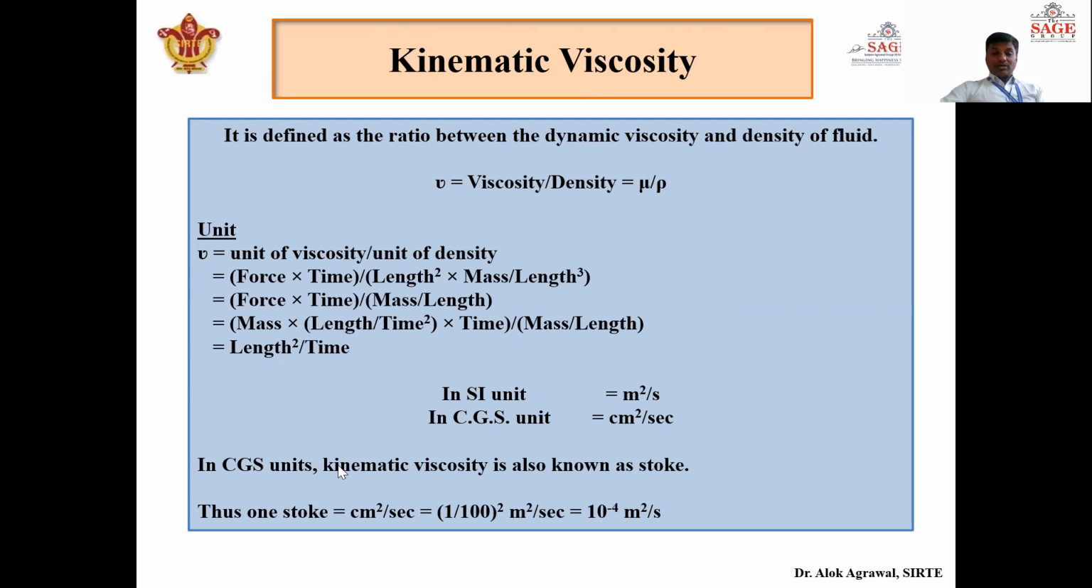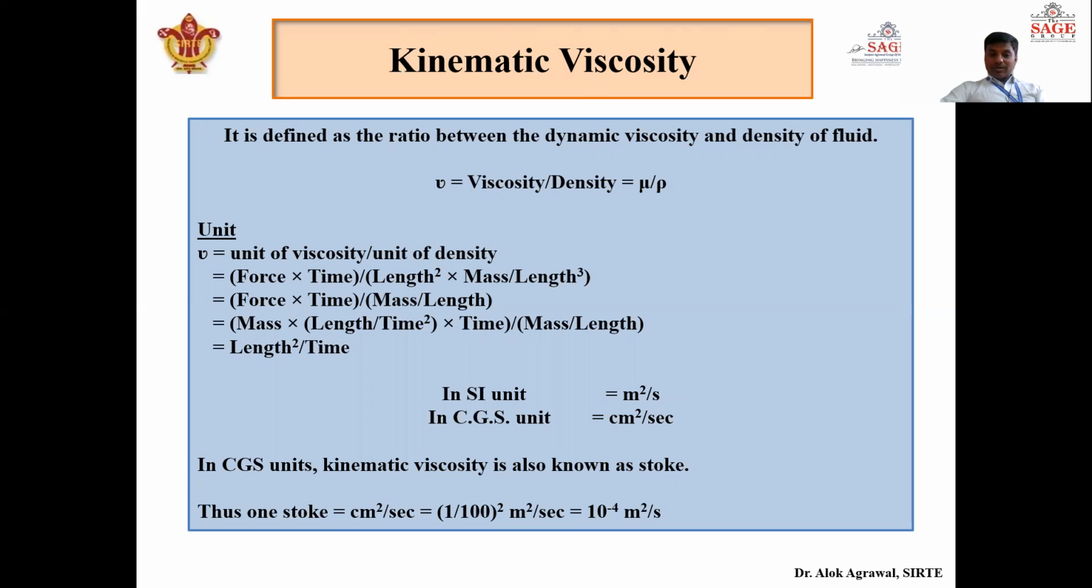Again, this CGS unit of kinematic viscosity is also known as Stokes, and there is a relationship between these two, that is 1 Stoke or 1 centimeter square per second is equal to 10 to the power minus 4 meter square per second. So this kinematic viscosity is the ratio of dynamic viscosity by density. Okay. So again, why we are giving a name to this CGS unit as Stoke, because most of the fluids have a very low value of kinematic viscosity, and in that case generally we do not use SI unit, we generally use CGS unit for those fluids. Okay. So this is about kinematic viscosity.